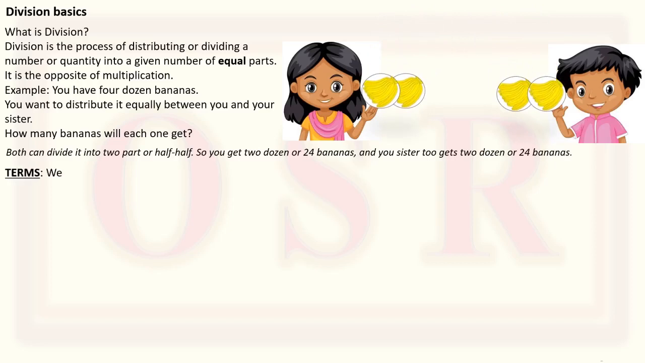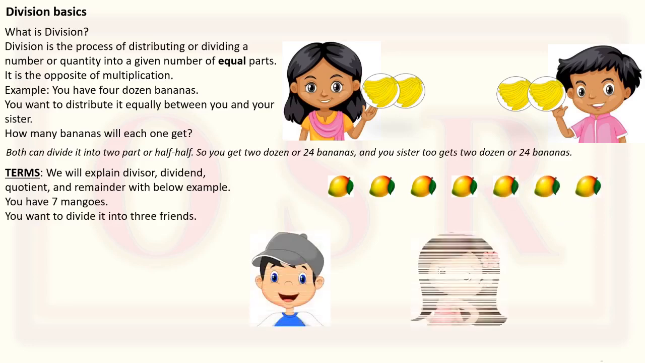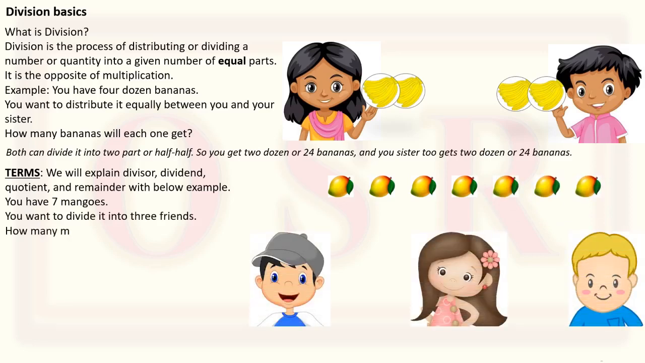Terms. We will explain divisor, dividend, quotient and remainder with the below example. You have 7 mangoes. This time we are taking the example of mangoes. Okay, 7 mangoes in all. Now you want to divide it among 3 friends. So these are the 3 friends amongst whom it has to be divided. How many mangoes does each friend get?